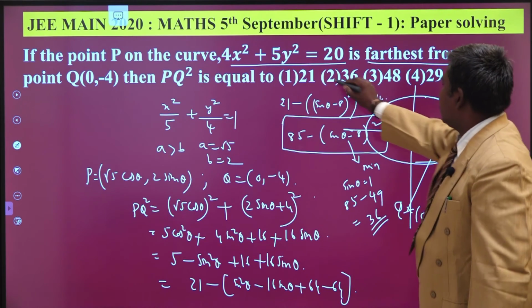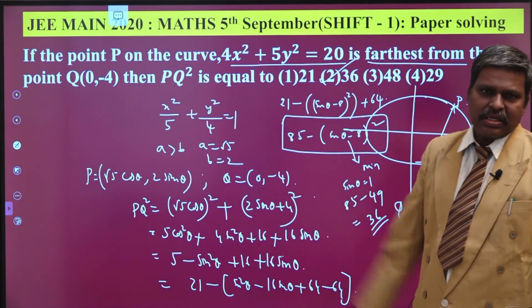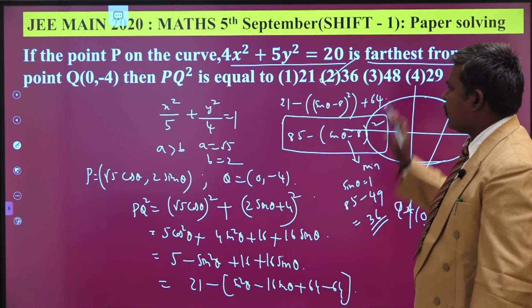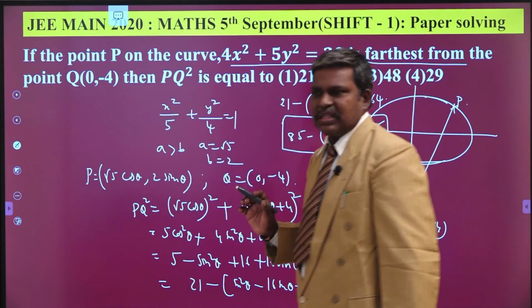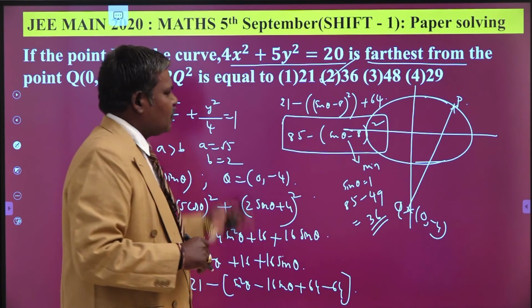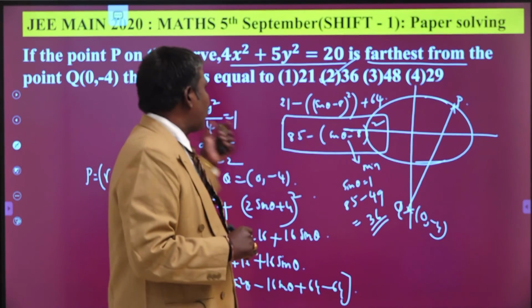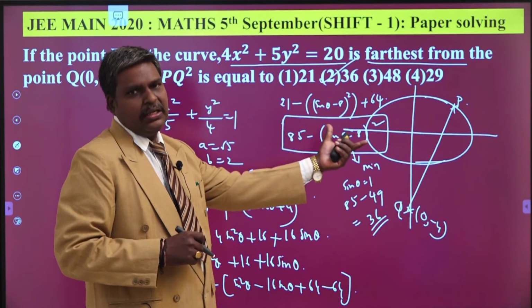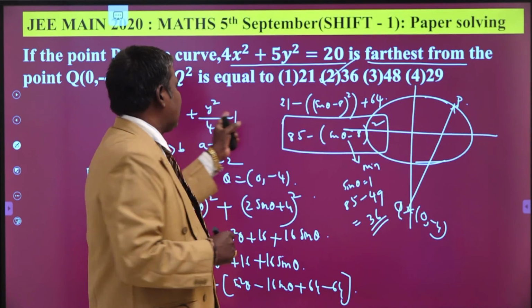So what is your answer? 36. Understand? So in this manner, when you are going to find the distances, you have to take the point in the parametric form, then you can easily crack this type of problems. Understand? So you are in a position to take some point which is in the parametric form on the ellipse.